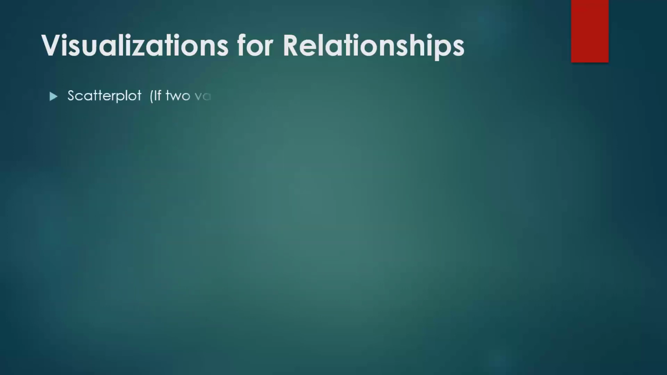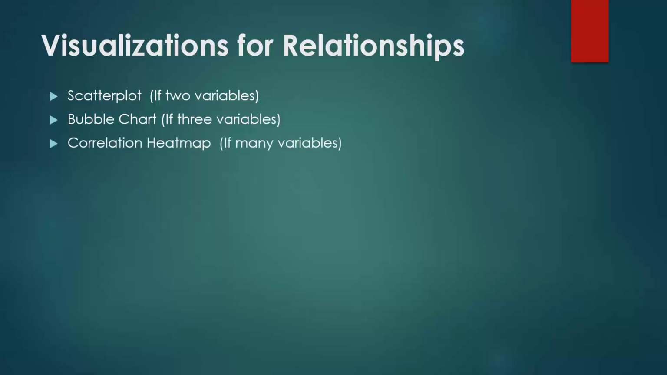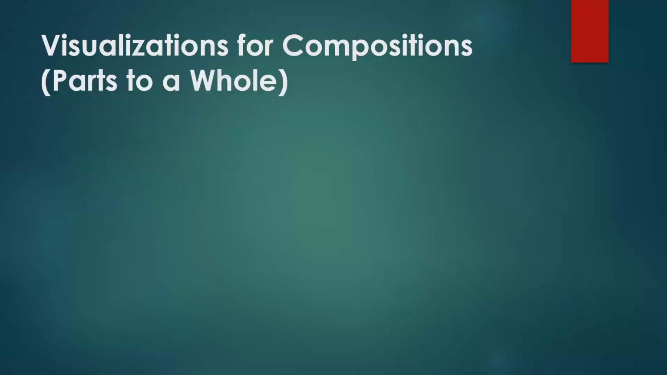To show relationships, you can do a scatter plot if you have two variables, or a bubble chart if you have three variables. And if you have more than three variables, you can do correlation heat map. Then there's a connection map, a network diagram, and a tree diagram to show relationships.